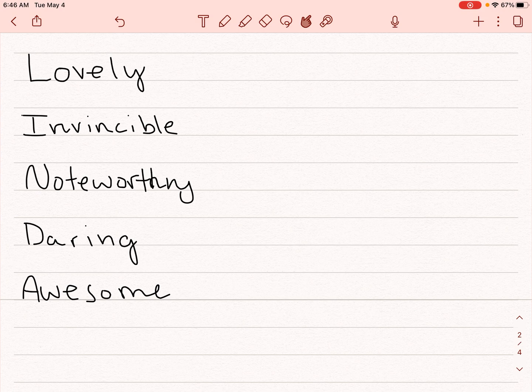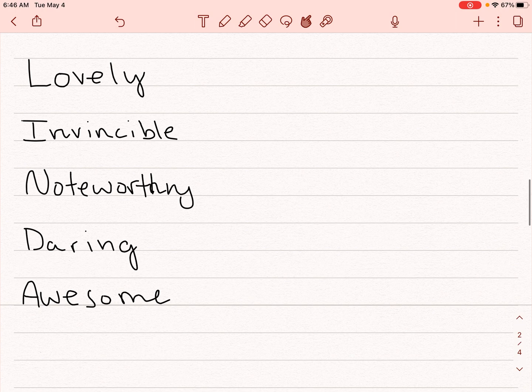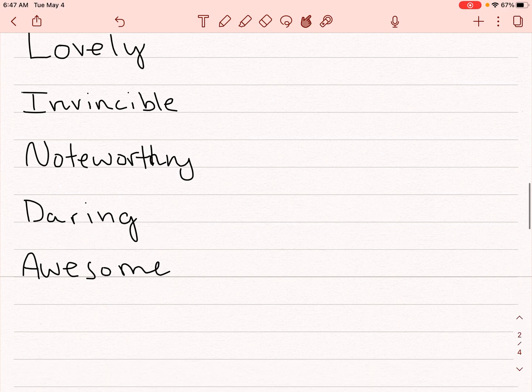Now, your acrostic poem can go on the cover of a card. So if you're making a card, this would be the front of the card, the first thing that Mom would see. When your mom opens her card, you're going to write a message that tells your mom why they're lovely, invincible, noteworthy, daring, or awesome in my case, or in your case it will be something different. But it would look a little bit something like this.